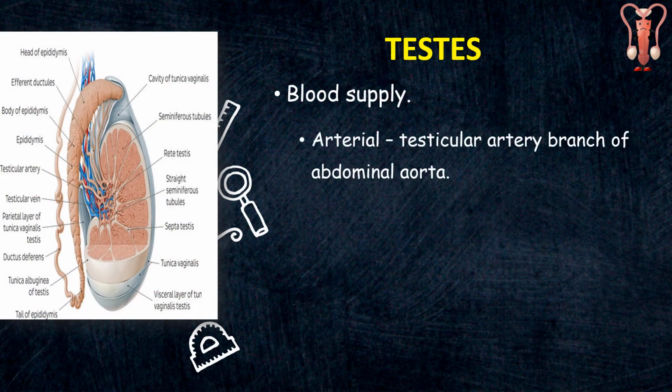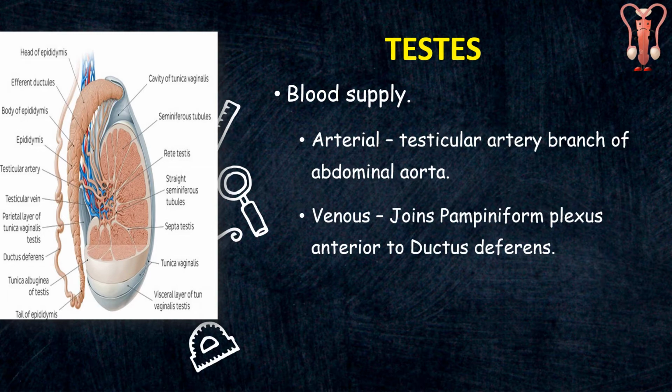The arterial blood supply to the testis is mainly by the testicular arteries, which arise from the abdominal aorta. One of its branches anastomoses with the artery of the vas deferens. The venous blood is drained by the testicular veins, which emerge from the testis and the epididymis and join to form a venous network called the pampiniform plexus.